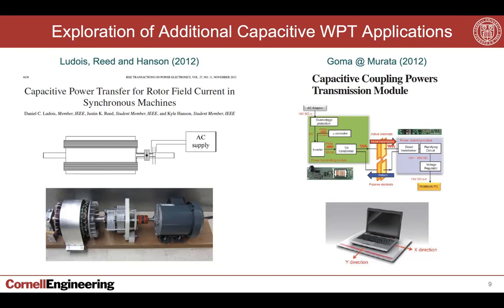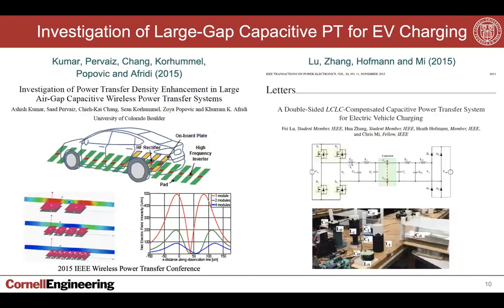So as you can see, the general understanding was that for capacitive power transfer, you really need to have very small distances to make that feasible, and you can only get to low tens of watts of power level. So it wasn't until 2015 that people started to investigate large air gap applications of capacitive wireless power transfer. Some of the work was done by my group in partnership with Zoya Popovic, when my group was based out of University of Colorado Boulder.